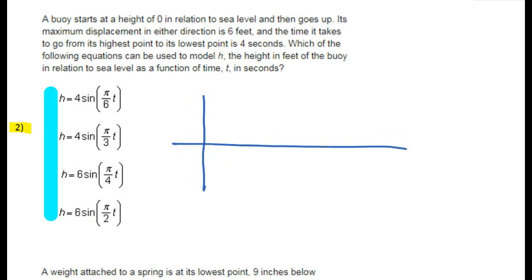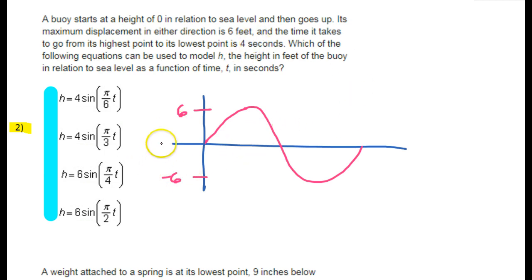Here's a graph of what they said so far. The buoy starts at a height of 0 and then goes up. Its maximum displacement in either direction is 6 feet. So it goes up, eventually it comes back down. This line, the x-axis in this case, represents sea level. Its maximum displacement in either direction is 6 feet, so that means positive 6 feet and negative 6 feet.